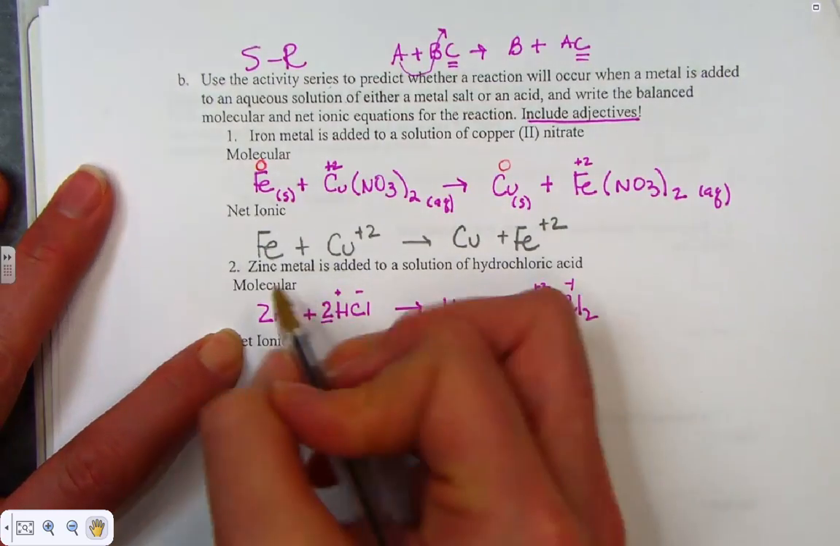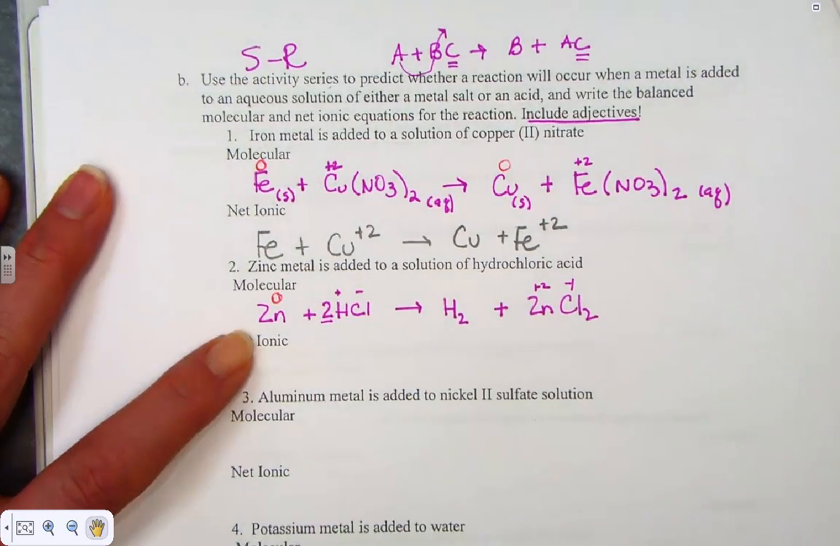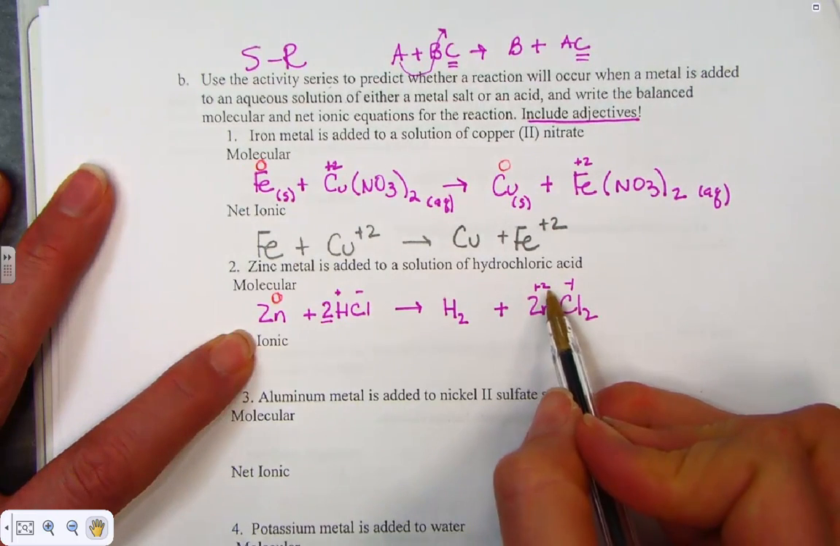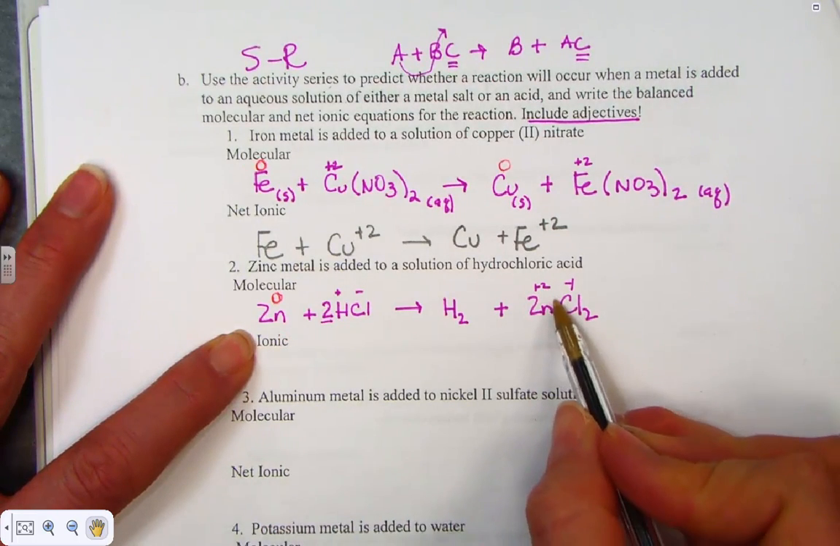To stress the redox, we see that zinc, a natural element in its state, would be assigned 0, went to a +2. Zinc is being oxidized.